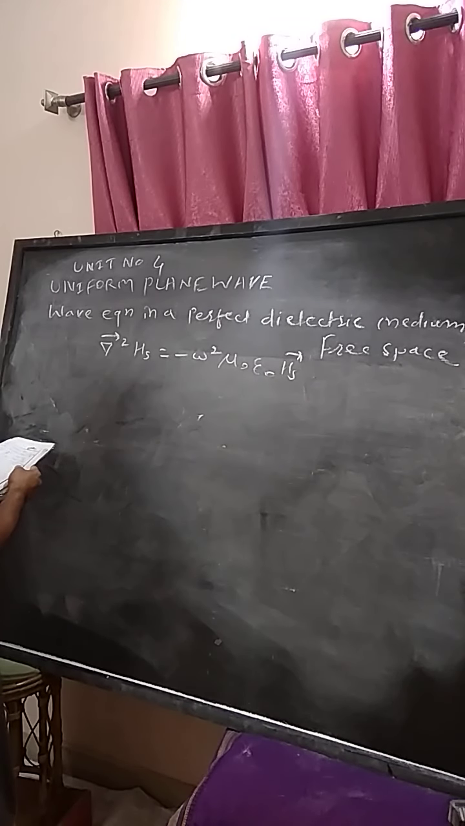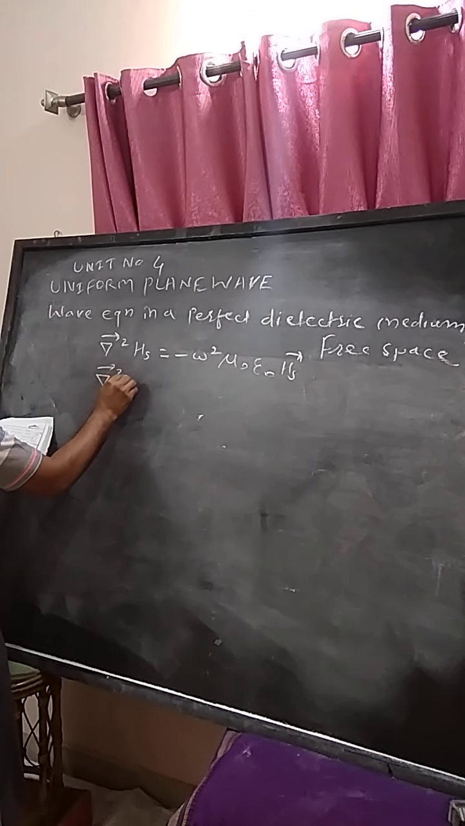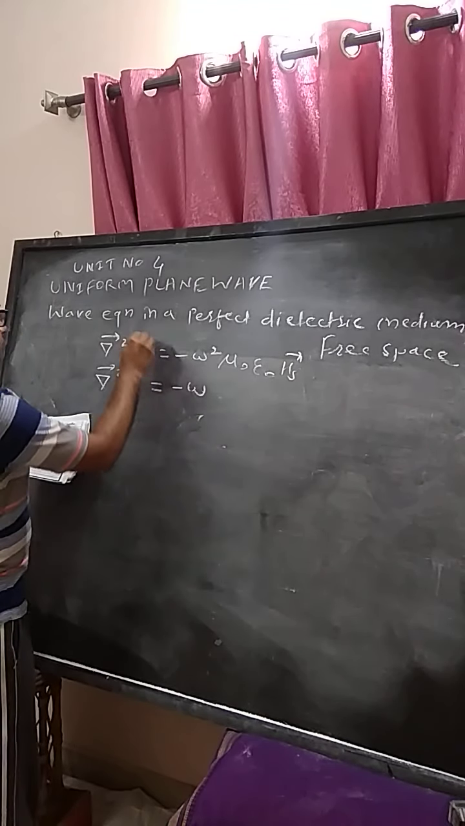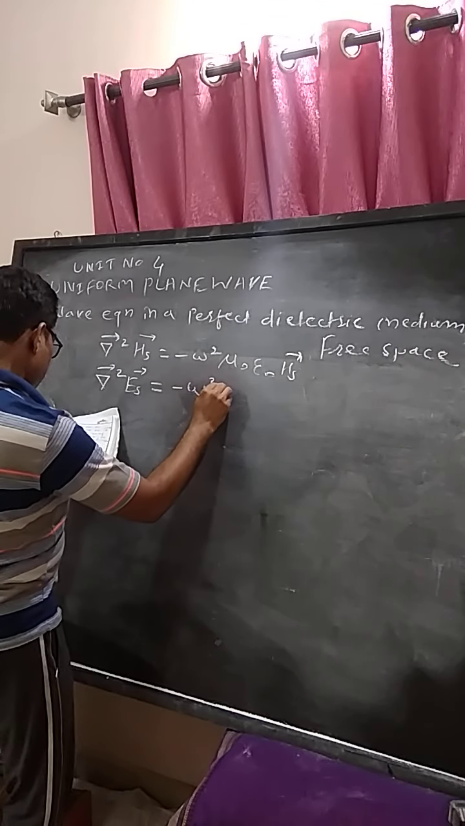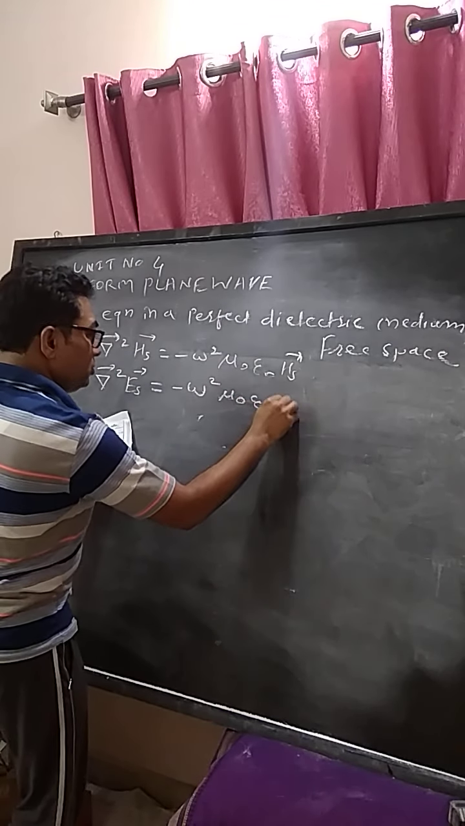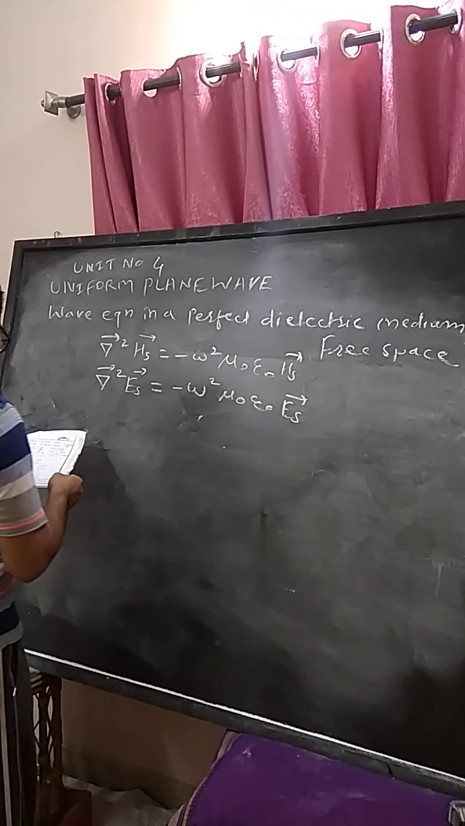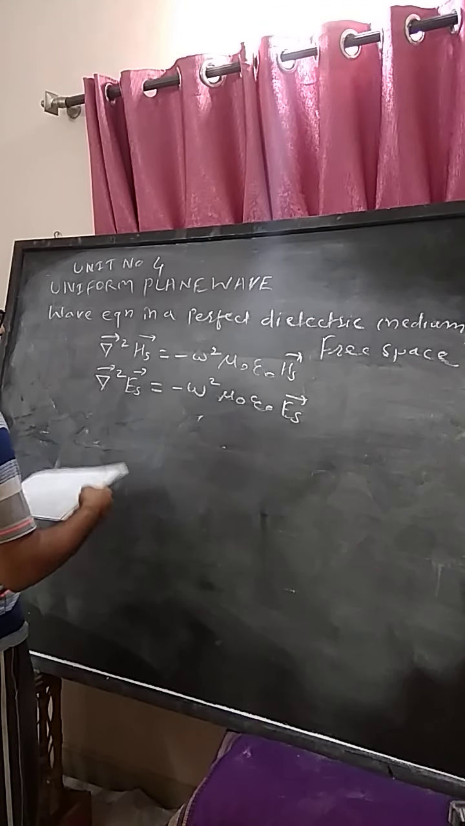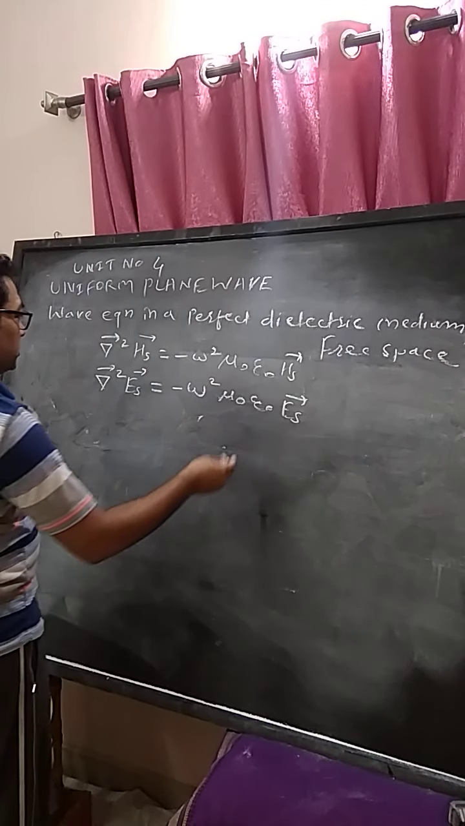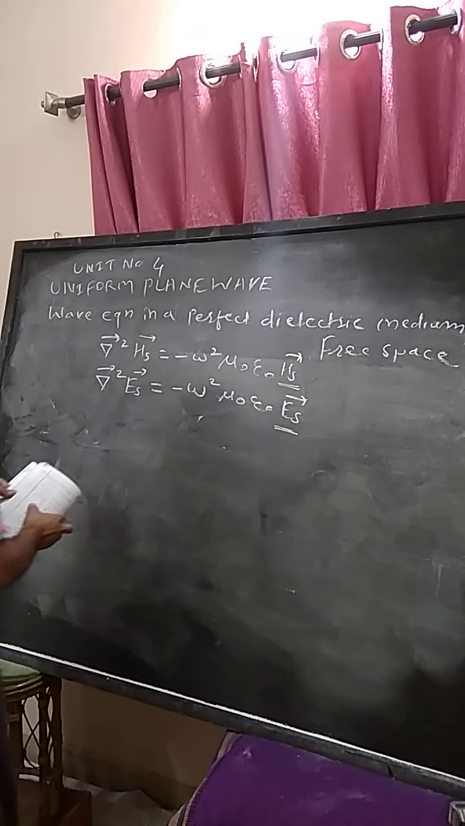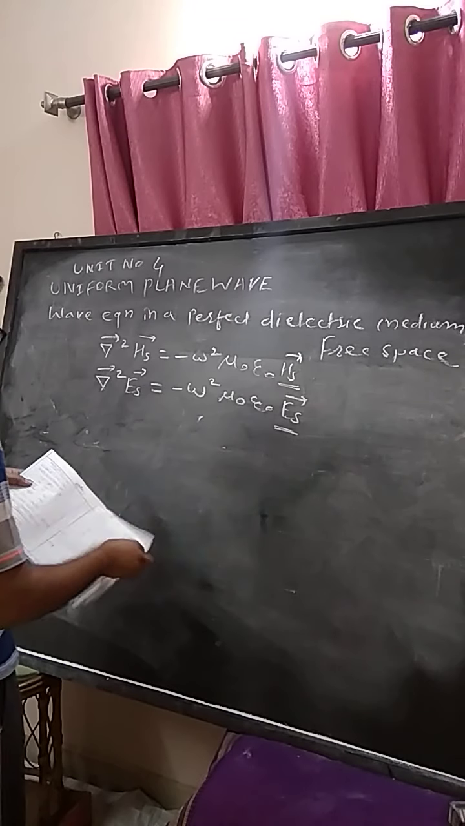And the other equation is for electric field intensity. So curl square Es equal to minus of omega square mu 0 epsilon 0 into Es. So this equation is for electric field intensity in perfect dielectric medium. Note that this Hs indicates the magnetic field intensity and Es indicates the electric field intensity.